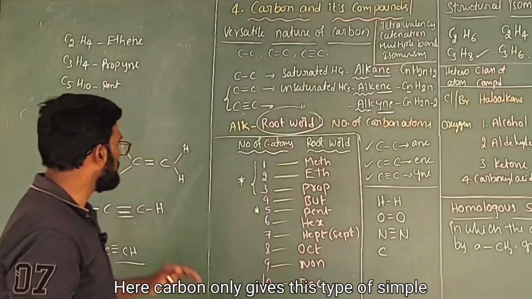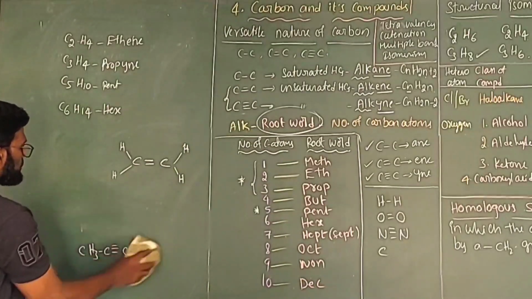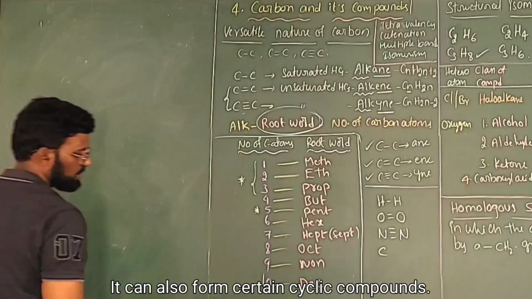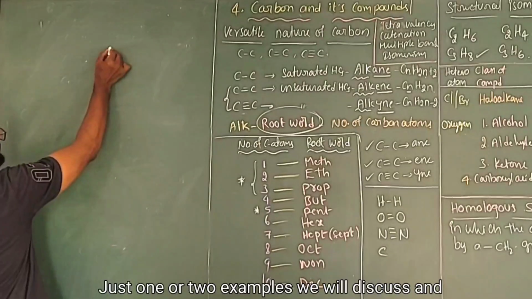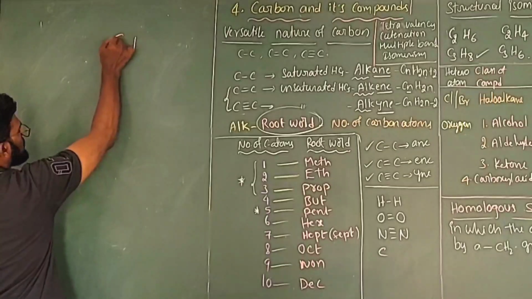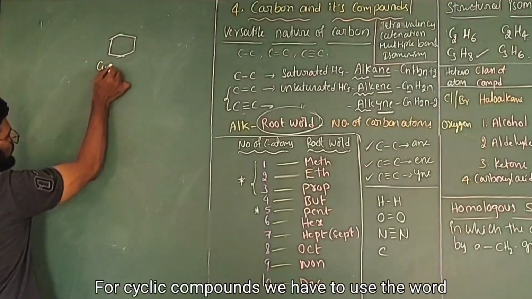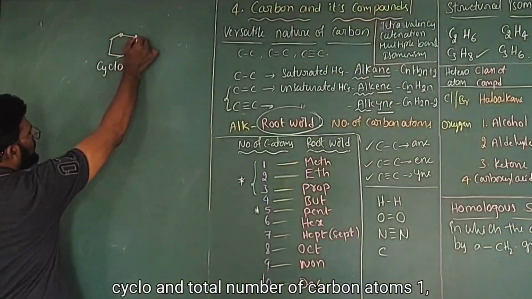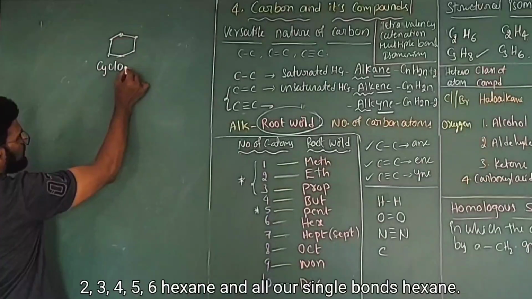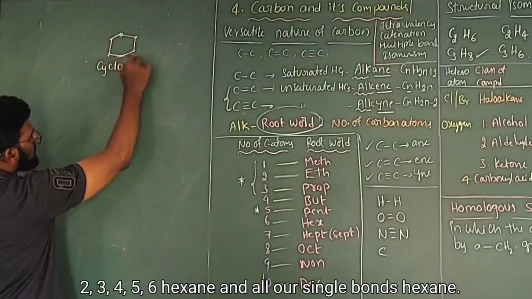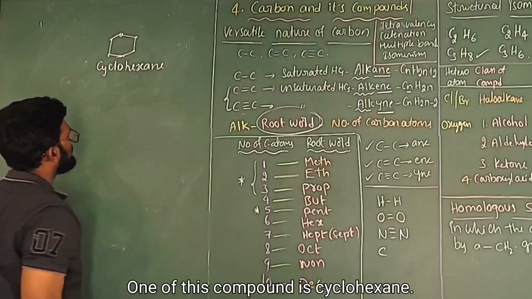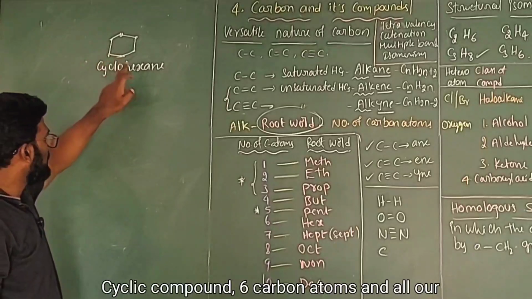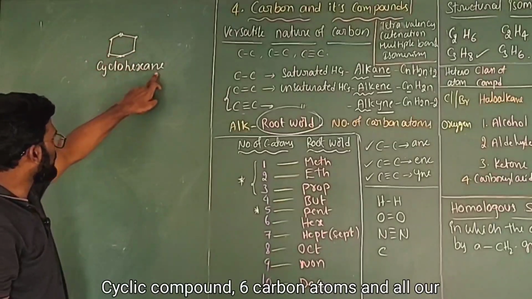Here, carbon not only gives this type of simple compounds, carbon can also form cyclic compounds. Just 1 or 2 examples we'll discuss. And this is one cyclic compound. For cyclic compounds, we have to use the word cyclo. The total number of carbon atoms is 1, 2, 3, 4, 5, 6. Hex. And all are single bonds. Hexane. The name of this compound is cyclohexane. Cyclic compound, 6 carbon atoms and all are single bonds.